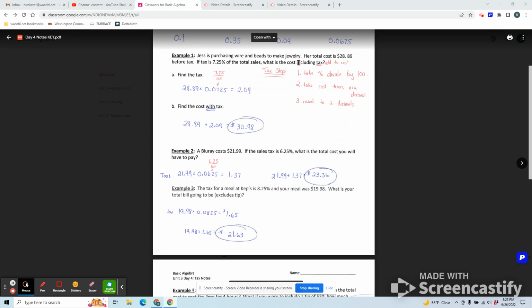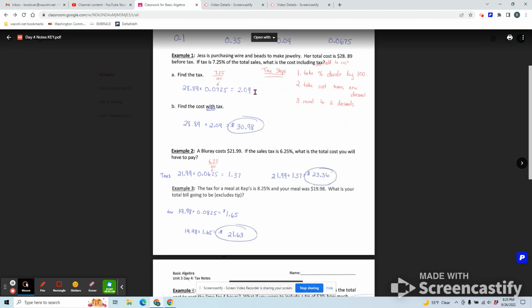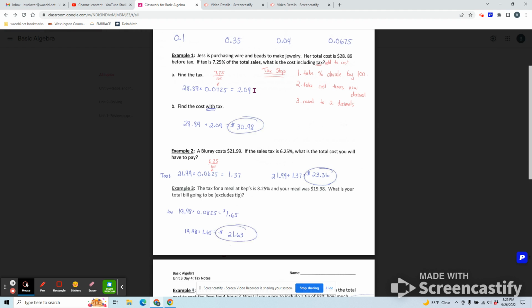In order to figure out the total cost, you need to add your tax to your cost. So let's work through this. First off, our tax is 7.25%. So right here, take our tax and turn it into what we need to. 7.25 divided by 100 is this number. Then I'm going to take the cost, which was 28.89, and times my new decimal, and I'm going to get an answer. And we're going to make sure to round it to 2 decimal places. We're talking about money, so nearest penny, right? 2 decimal places. I get 2.09.